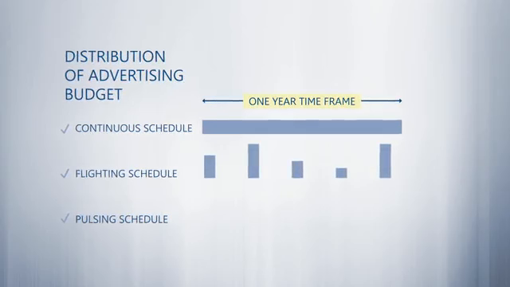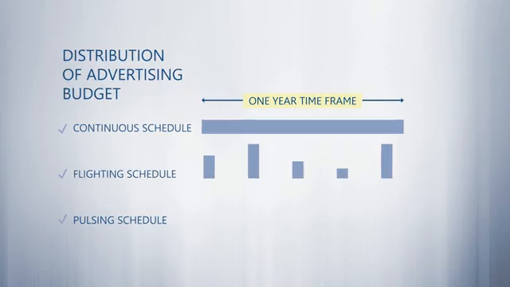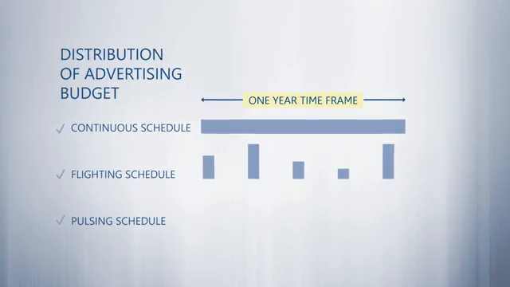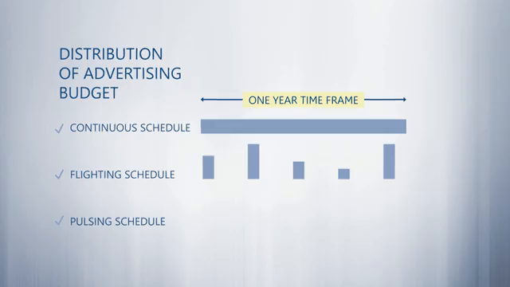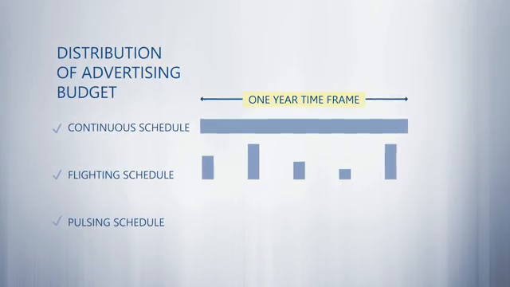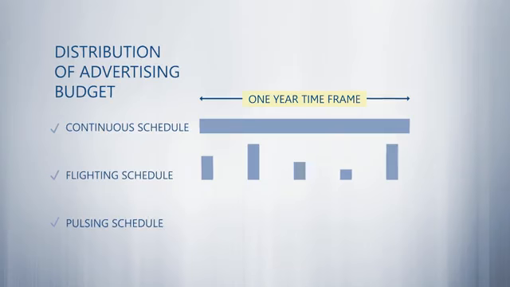The flighting method is usually used for seasonal product categories. Flighting involves intermittent and irregular periods of advertising and periods of no advertising at all. Advertising concentrates on the peak selling period of the product category. For example, please think about air conditioners. They are mainly advertised before and during summer.